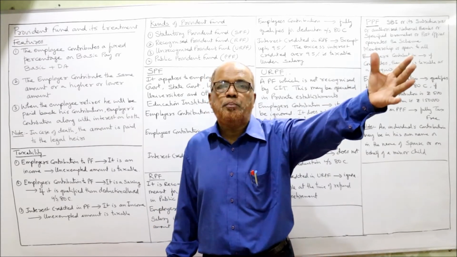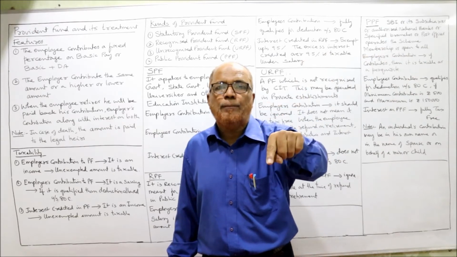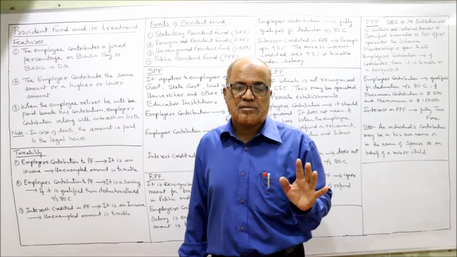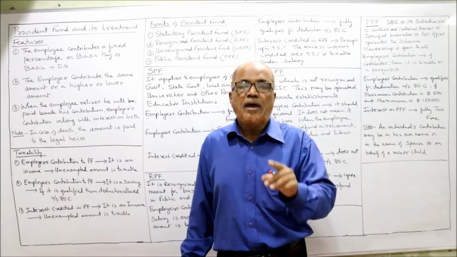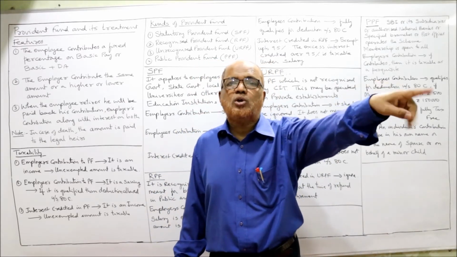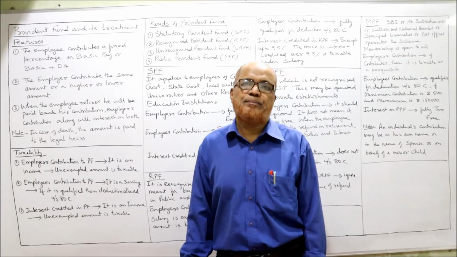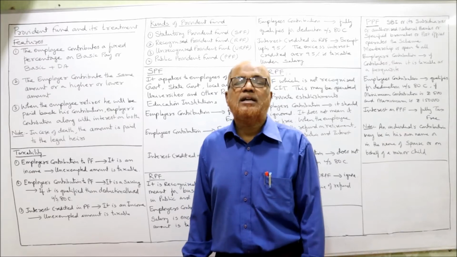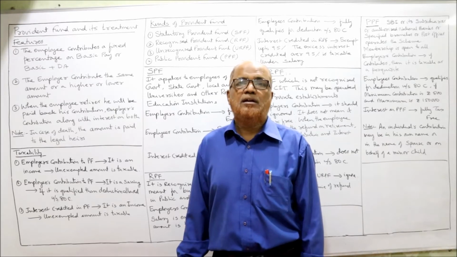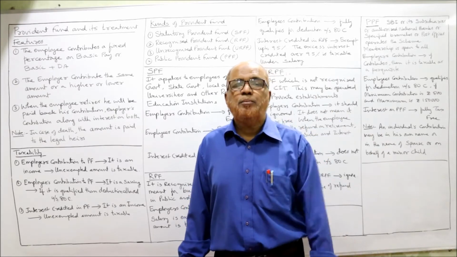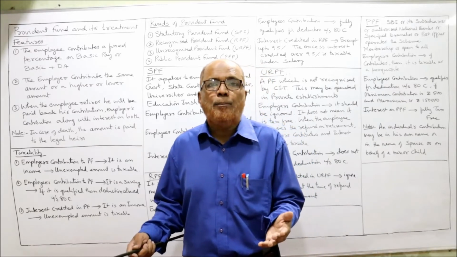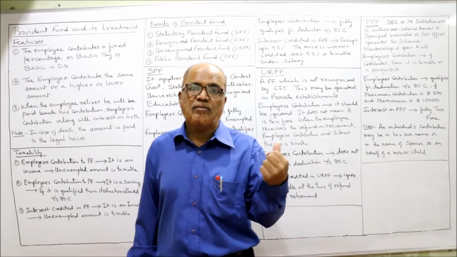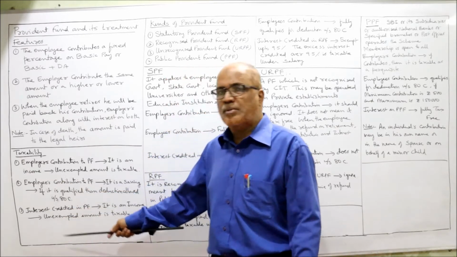Employer's contribution to PF is an income in the hands of the employee. So if it is unexempted, it will be taxable. Unexempted amount will be taxable. Employee's contribution to Provident Fund is a saving. If it is a qualified saving, then the employee will get a deduction under section 80C. Interest credited in Provident Fund is an income in the hands of the employee. If it is unexempted, that will be taxed. These are the taxable provisions.